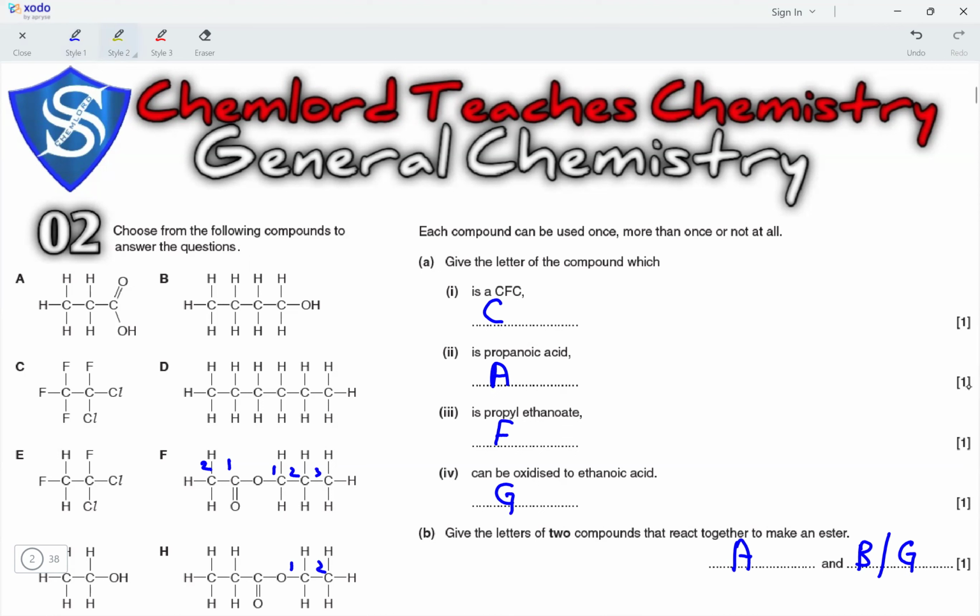If A combines with B, the ester formed would be butyl propanoate. And if A combines with G, the ester formed would be ethyl propanoate, as the 3 carbon carboxylic acid would give propanoate.